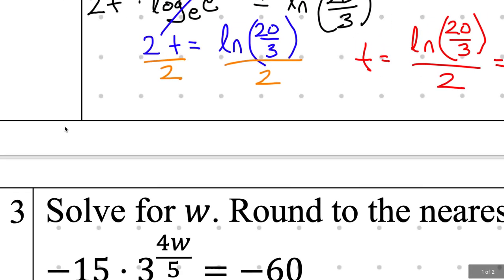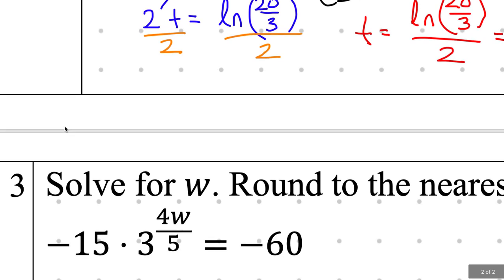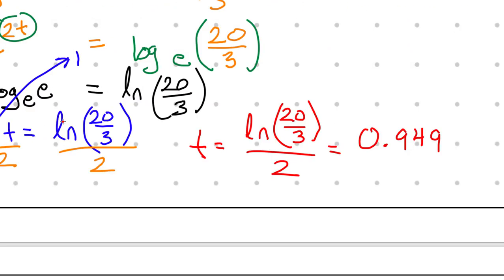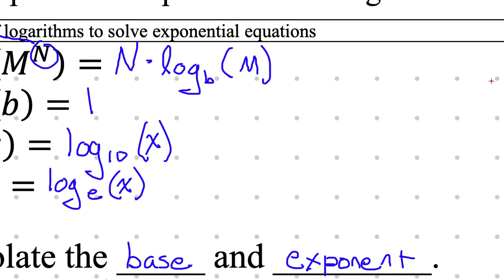This next one will require a change of base formula, so be warned. Do you remember the change of base formula from yesterday? I should probably add that to the notes up here. The answer for this example was 0.949, or natural log of 20/3 over 2. Let me just review. I should have had it up here for the change of base formula.